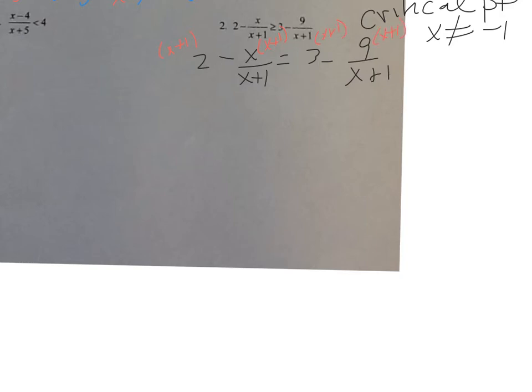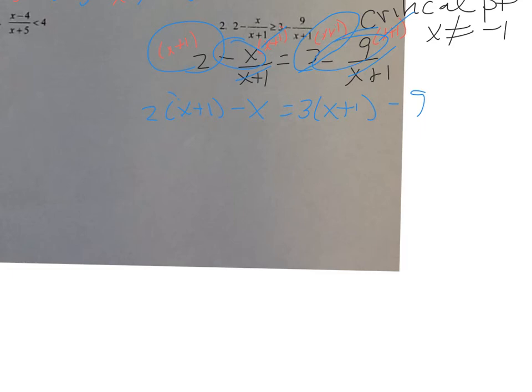All right, so over here with the 2, nothing reduces, so I'm left with 2 times (x + 1). (x + 1) and (x + 1) reduce, I'm left with minus x equals. Nothing reduces with the 3, so I have 3 times (x + 1). (x + 1), (x - 1 + 1) reduce, so I'm left with minus 9.